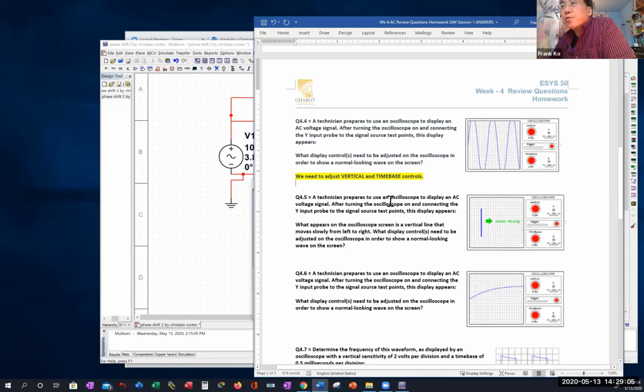Now, next question. A technician uses an oscope to display AC, blah, blah, blah. After turning it on, it displays like this. What appears on the oscope is a vertical line that moves from left to right. What display controls need to be adjusted in order to show a more normal looking waveform on the display?